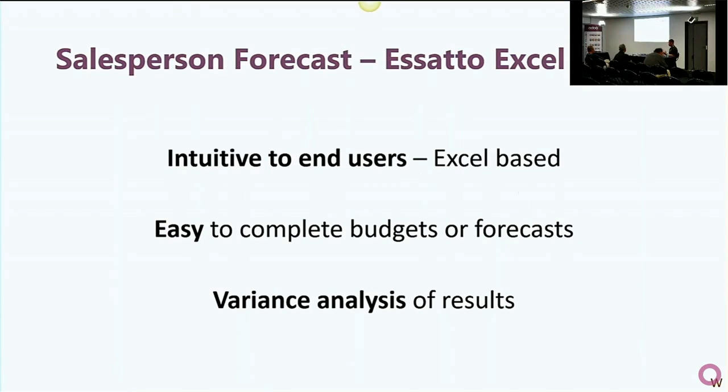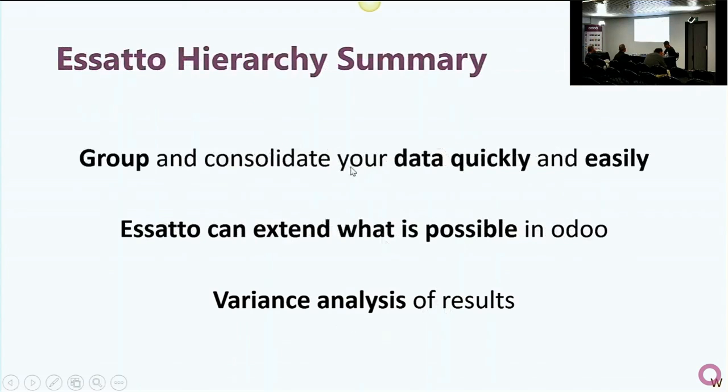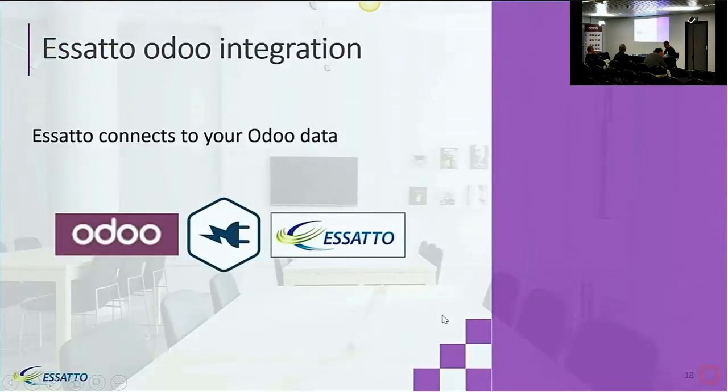So we used Excel because Excel's intuitive to your user base. You don't have to train them. You give them a template. You tell them you need to change these quantities. They change the quantities daily, weekly, monthly, whatever you need that data updated. That frequency, it goes through and you can do your reviews. We looked at hierarchies, so we group and consolidate the data. You can actually extend, so obviously you've got a lot of this capability in Odoo, but if you need to extend some of that, you can use custom hierarchies to do that. Variance analysis of those results.